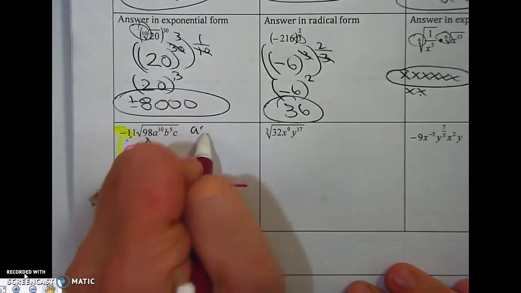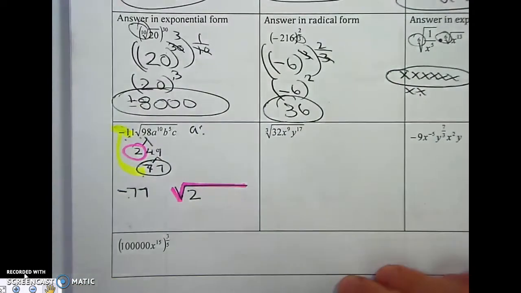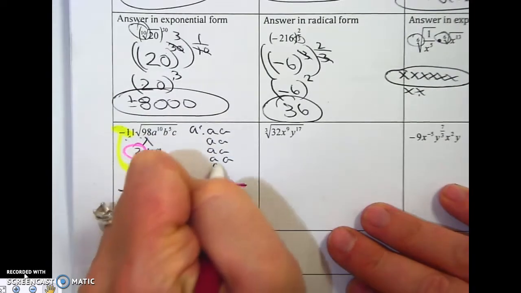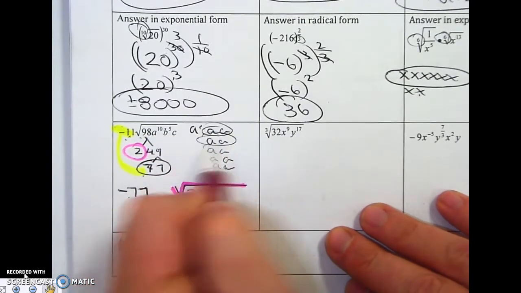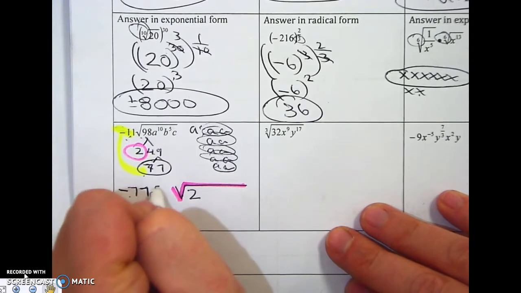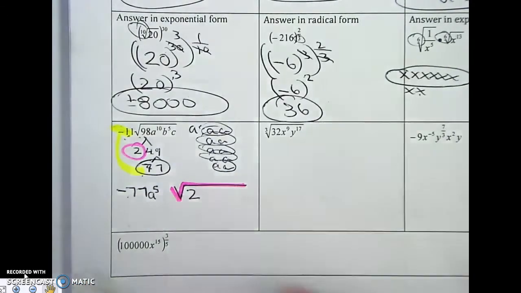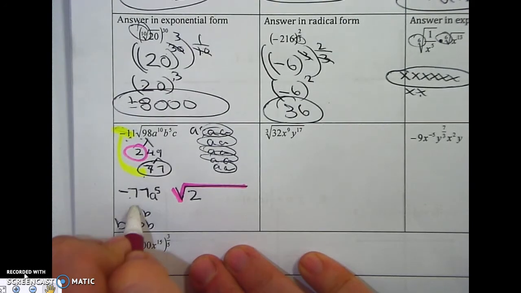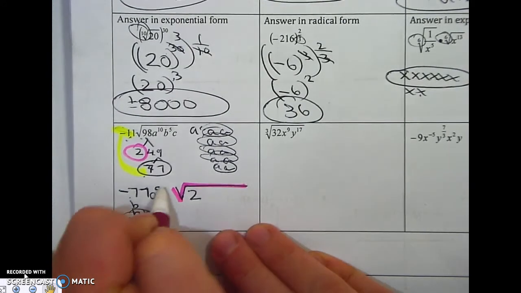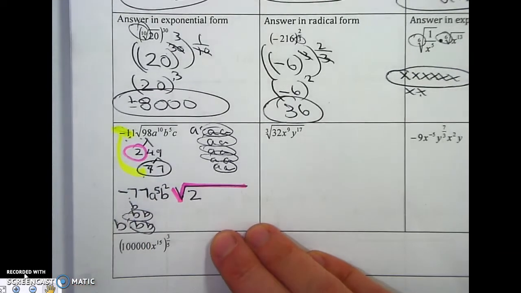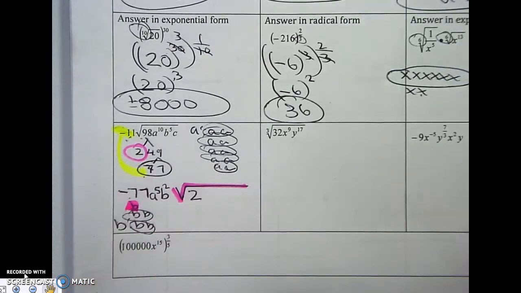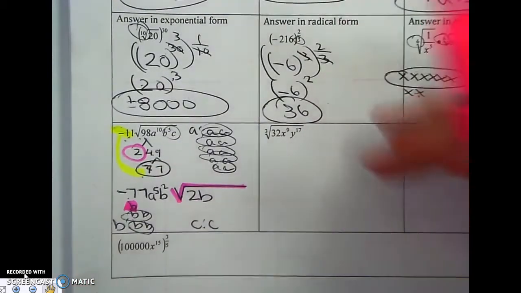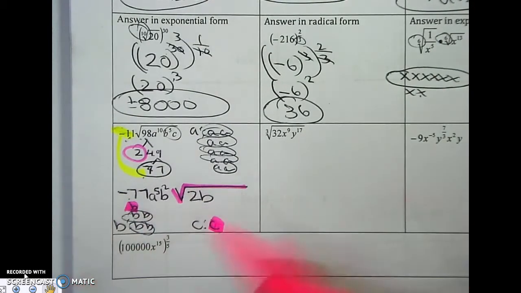Now I'm going to go through the A's. I know since it's square root, I'm looking for piles of 2. 1, 2, 3, 4, 5, 6, 7, 8, 9, 10. 1, 2, 3, 4, 5. A to the 5th. The B's, 1, 2, 3, 4, 5. So 2 piles for B's, but there's 1 left over if you see that. That's what's going to go here. And then with the C, I only have 1 C, so that's what's left over. Boom.